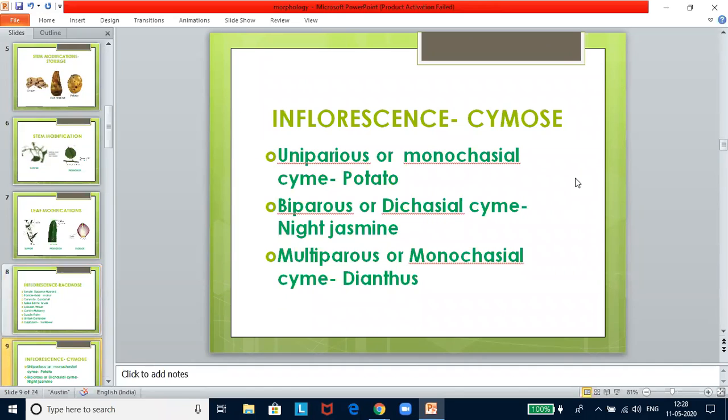Inflorescence and cymose. Uniparous or monochasial cyme, it's seen in potato. Biparous or dichasial cyme, seen in night jasmine. Multiparous or polychasial cyme, seen in dianthus.